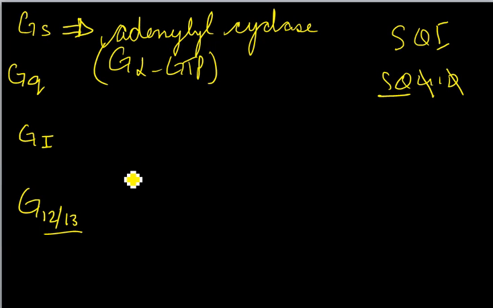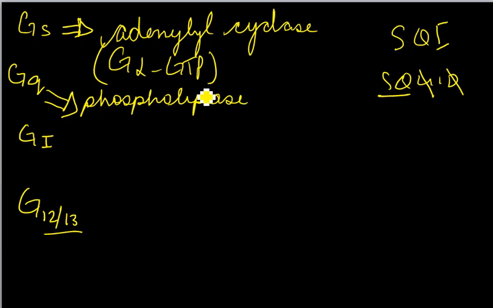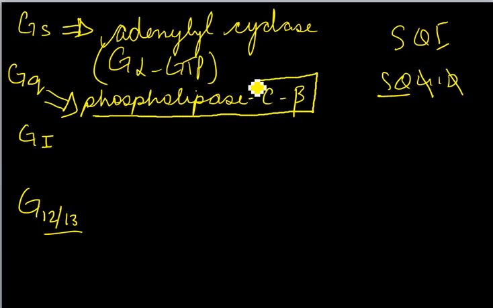GQ family members contain G alpha subunits that activate phospholipase C beta. So in all the G proteins, it's the G alpha subunit that is doing the activation of effectors. For GQ, the effector would be phospholipase C beta. In short, it is referred to as PLC beta.